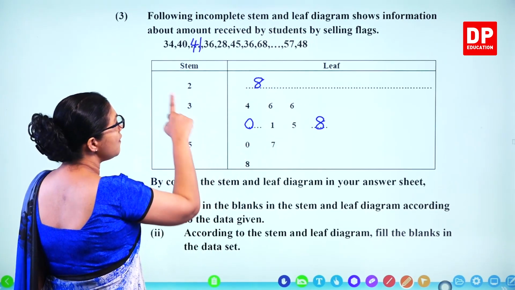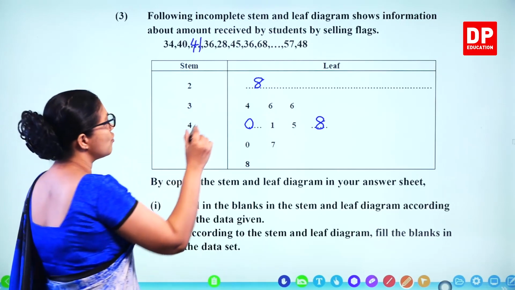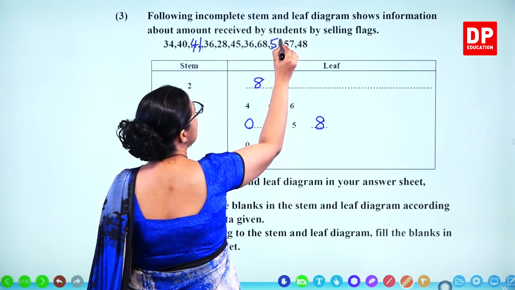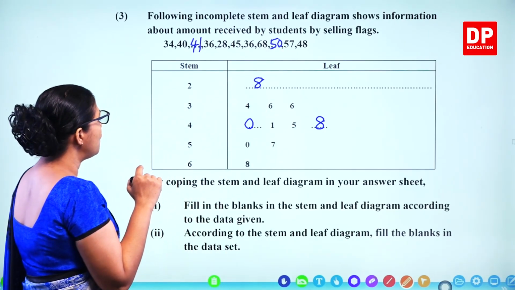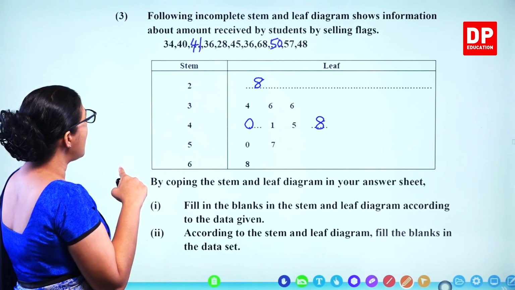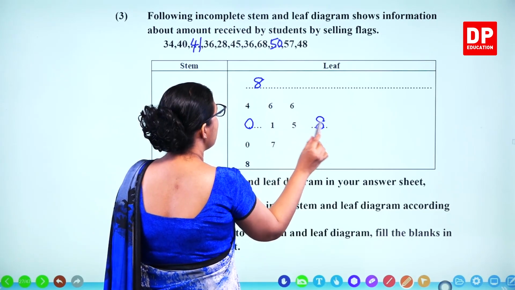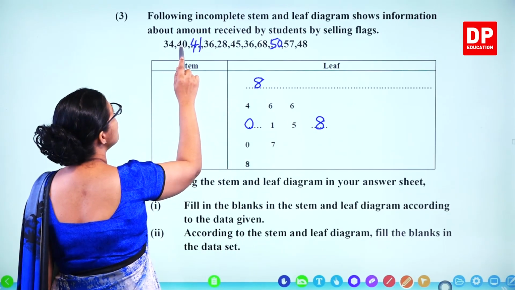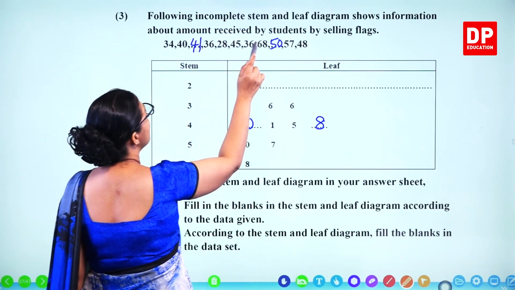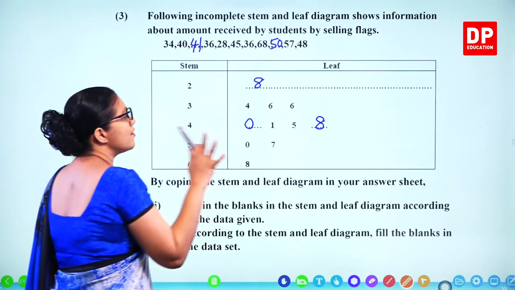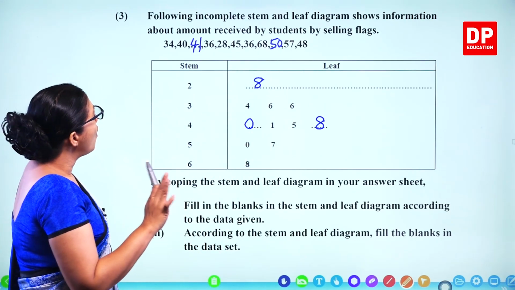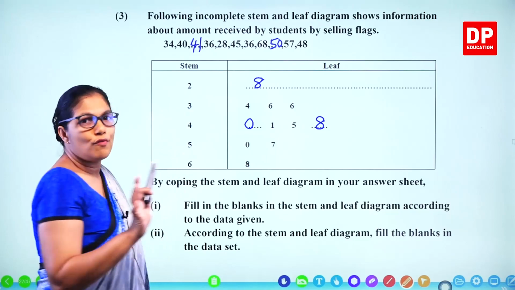50. 50 is not in the data set, so we have to fill this gap. As 50, 57 is there, 68. 1, 2, 3, 4, 5, 6, 7, 8, 9, 10, 11. So now all the blanks and this one we filled.